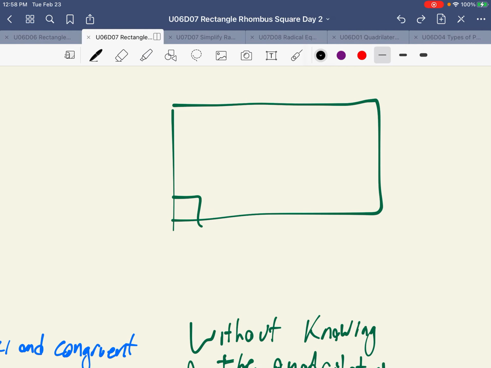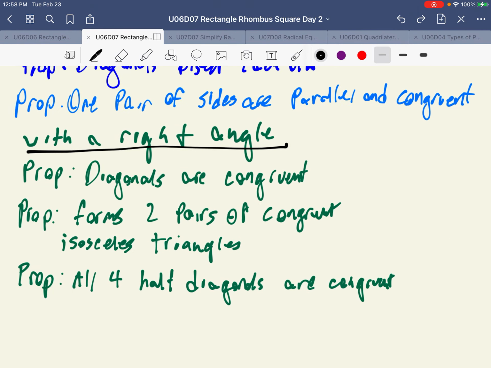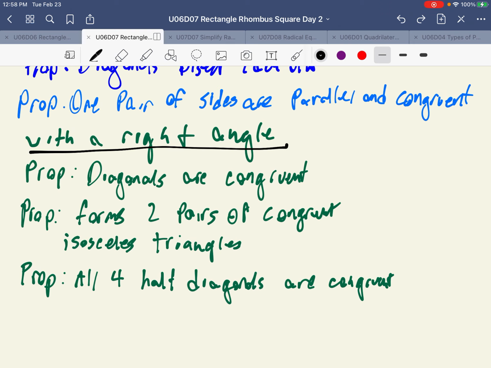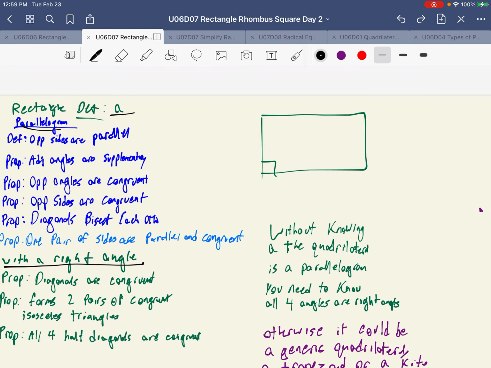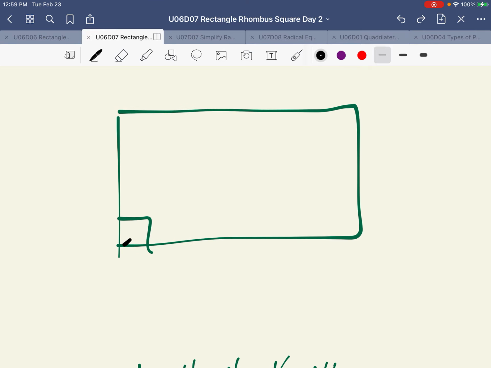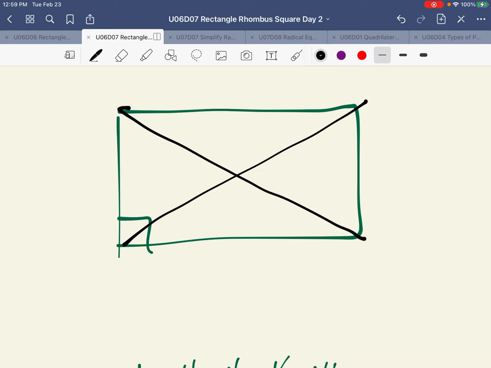Now the rectangle has several other properties. They are that the diagonals are congruent. The diagonals form two pairs of congruent isosceles triangles, and the 4 half diagonals are congruent. So let's take a look at that. So if we were to draw these diagonals, they are congruent in a rectangle.